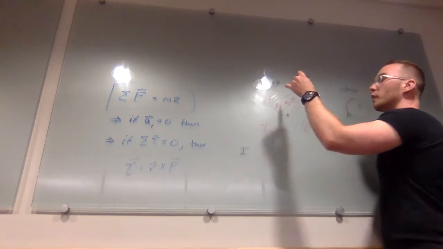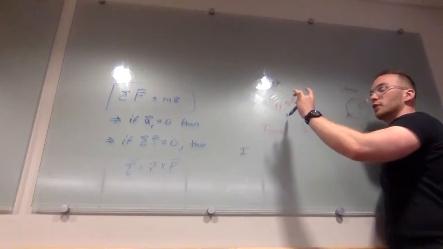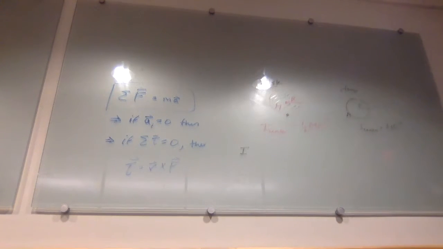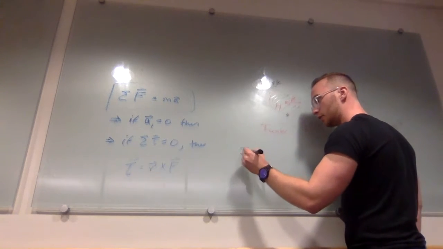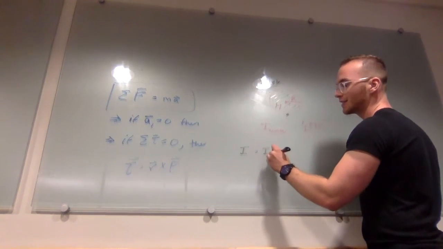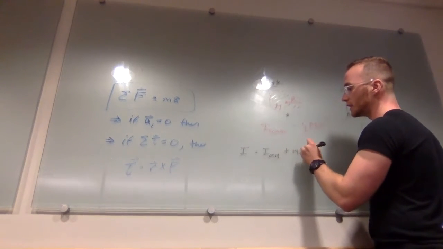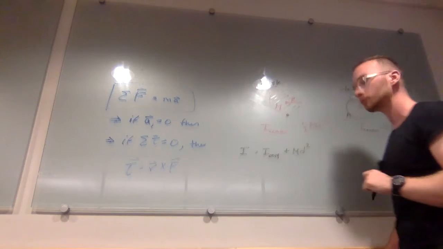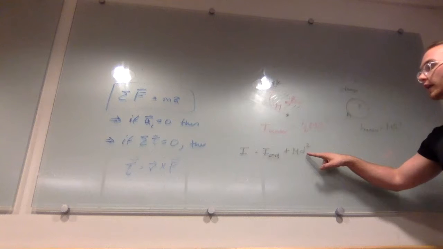Now we know that what we want to do is move the axis. The axis is here, like this. We want to move it to a parallel axis. Well, we can just use the parallel axis theorem, which is I equals I center of mass plus Md squared, where d is the distance we've moved the axis, right?